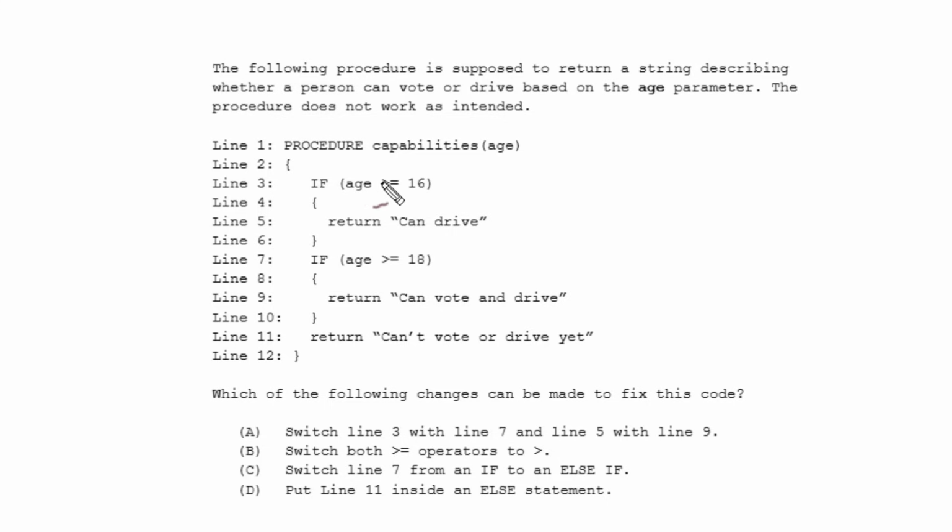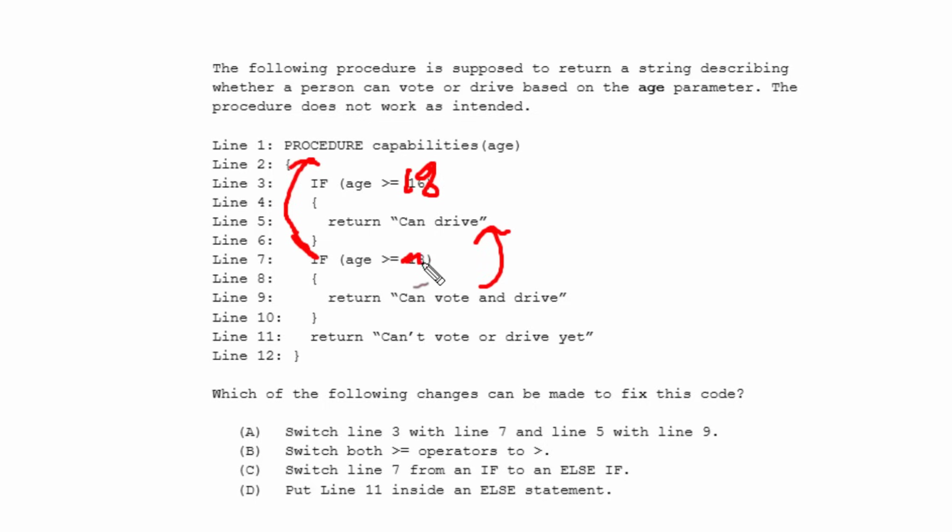So switching 3 with 7 would basically make this check for age is greater than or equal to 18, right? And this would become 16. And then switching lines 5 and 9 would basically make this line over here, and then this would be this line. So we're switching this whole if statement and this whole if statement. If we do that, we'll see that if you are 19 years old, we would end up doing this first, right? Because the check here is whether you are 18. And if you're greater than or equal to 18, it'll say you can vote and drive, because we also put that up here. And that would be the correct behavior.